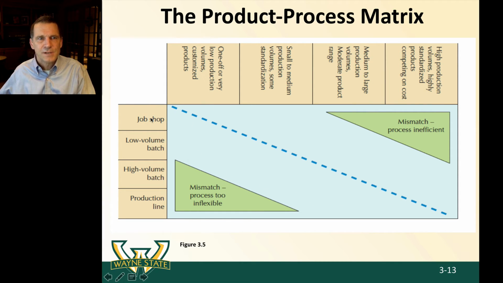Job shops most easily work with one-off, but possibly with small to medium production runs. High volume batch is not compatible at all with job shops, but possibly with small to medium production runs, and possibly with either of these other two, getting all the way up to high volumes and highly standardized products with a high volume batch type production. And production lines are really only compatible with medium to large production volumes and highly standardized products.